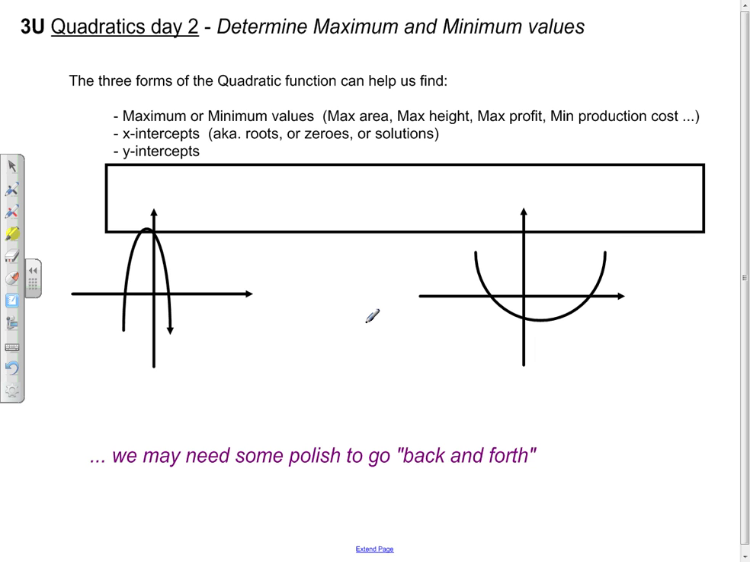A quadratic equation graphed as a parabola can open downwards. In that case, we have a maximum value, which is the y value of the vertex. The vertex is that turning point in a parabola. The axis of symmetry is that fold line that goes down through the middle, goes through the vertex, always has the equation x equals, and it is the x value of the vertex.